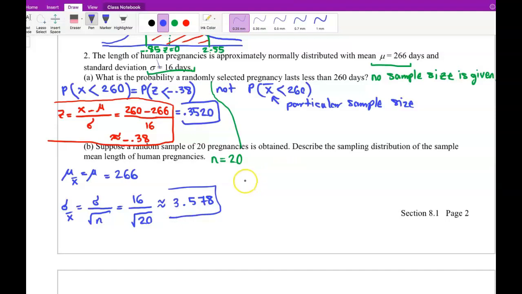On this part again, this is normal, and that is because the population is normal.